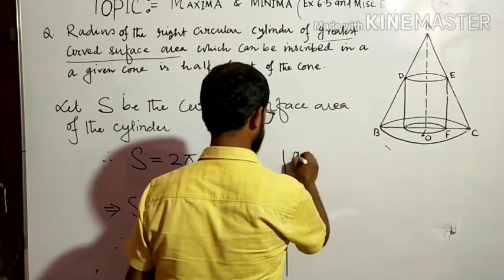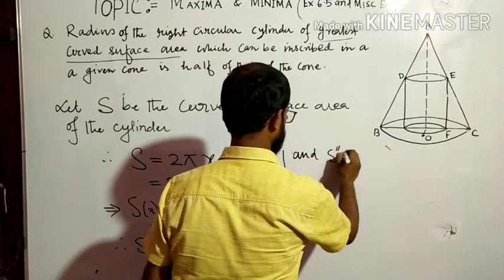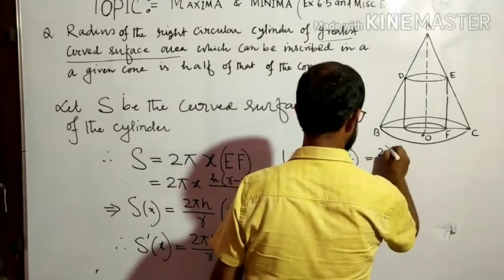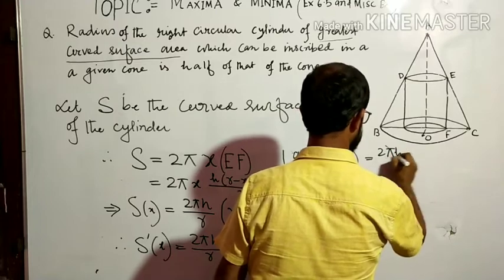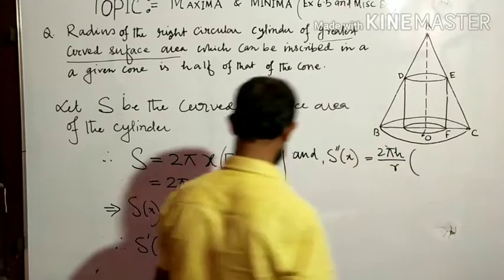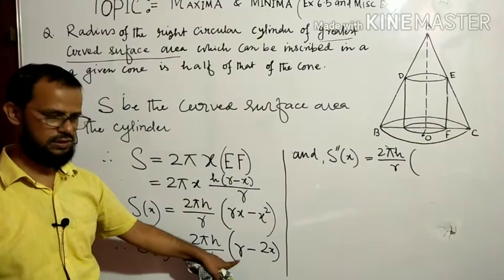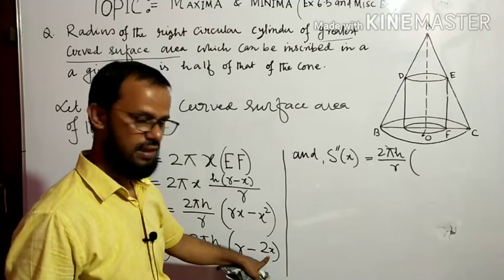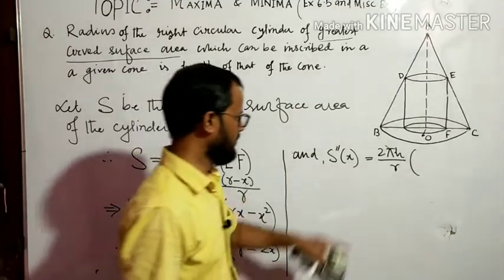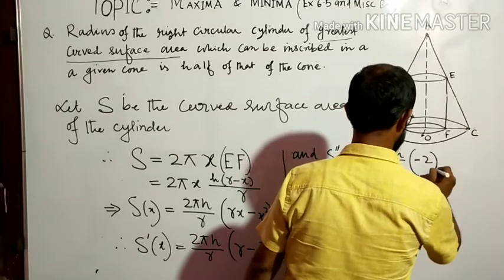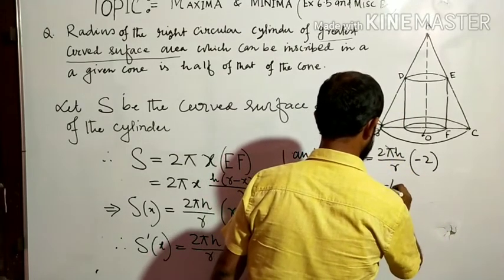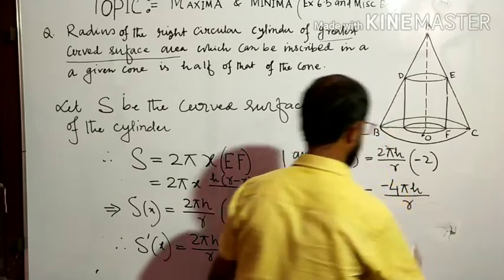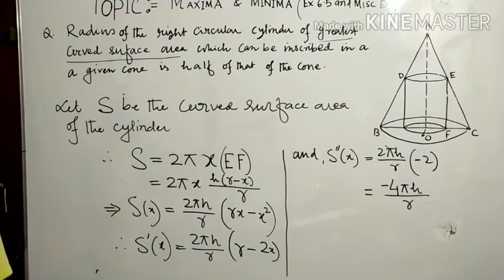Also you need S double dash x. S double dash x is equal to what? 2 pi H divided by R into the derivative of R, which is a constant, 0, and the derivative of twice x. Derivative of x is 1, so it will be minus 2, multiplied by minus 2. You can write minus 4 pi H divided by R. Okay. This is your second order derivative.